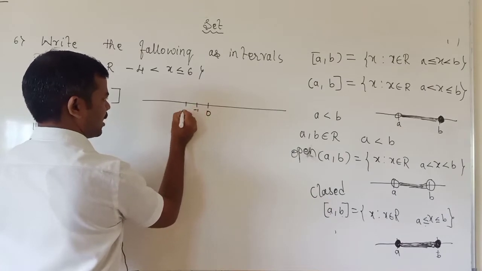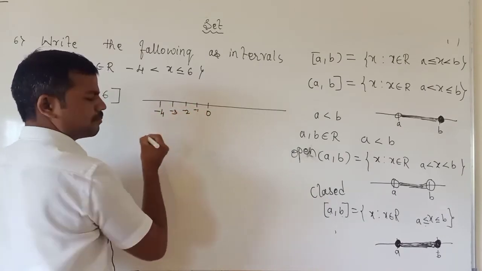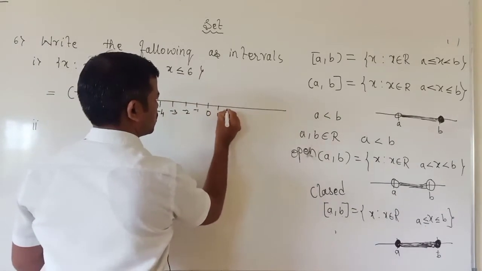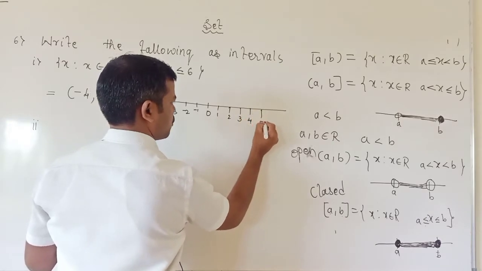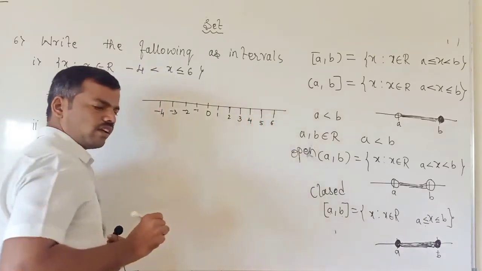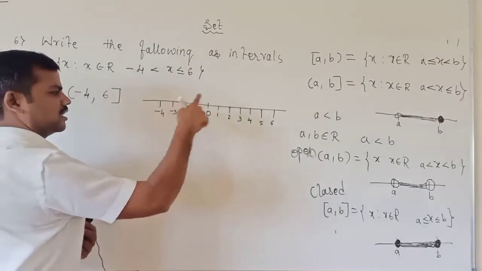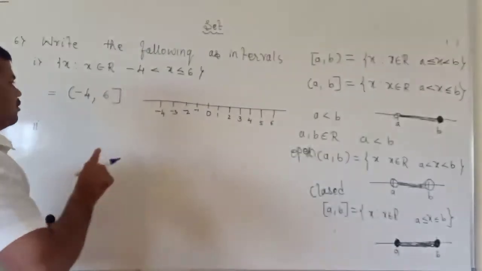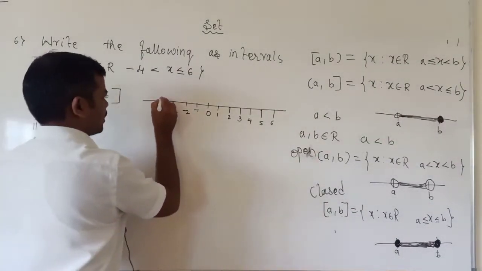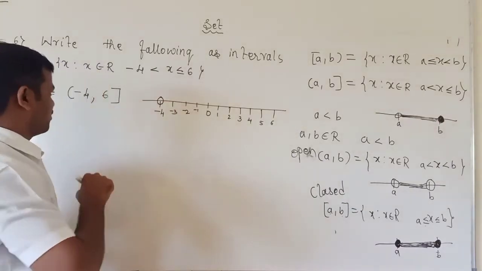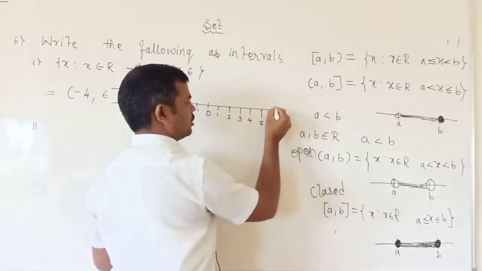-1, -2, -3, so -4 on a number line. 1, 2, 3, 4, 5 and 6. Here we have to collect all the real numbers from where to where? -4 to 6. But whether -4 is included? No. No means which type of circle? Open circle. So whether 6 is included? Yes, included means which type of circle we have to use here?